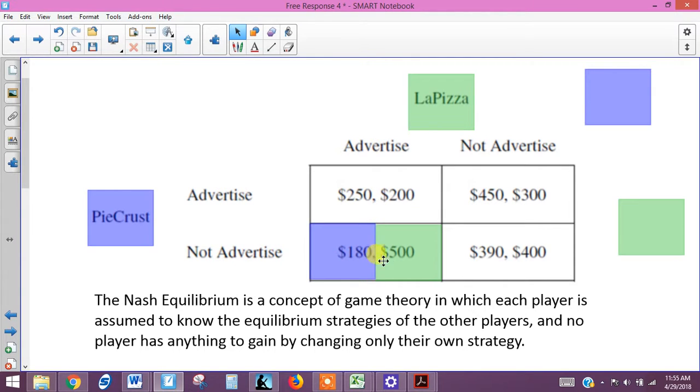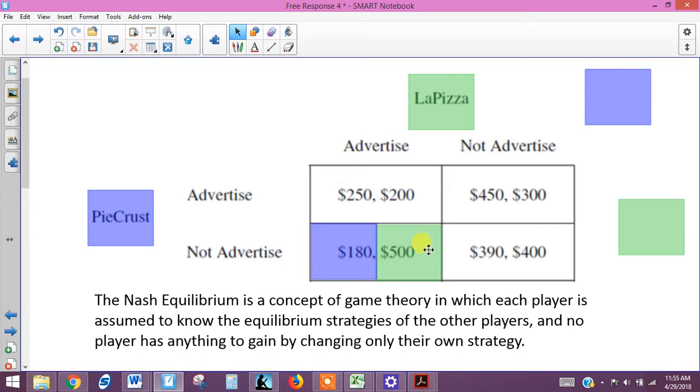So they would be motivated to change. If you think about it like this, if Pie Crust knows La Pizza is going to advertise, then they're going to change from here and jump up to here. Okay, so they're not going to want to stay. So this quadrant right here just does not qualify as a Nash equilibrium either.